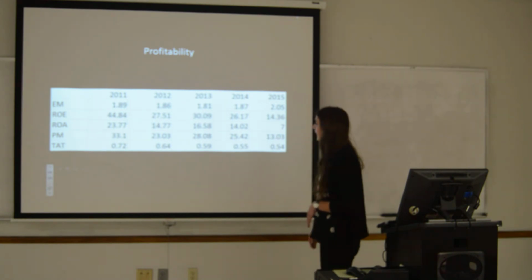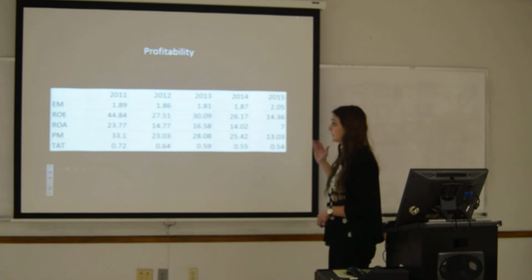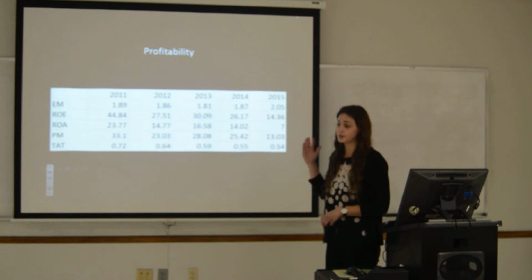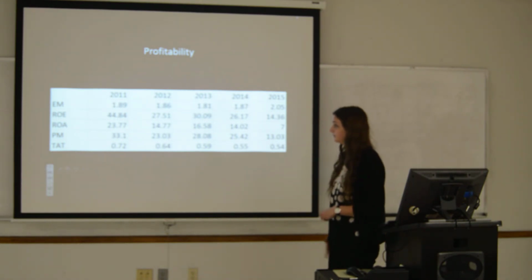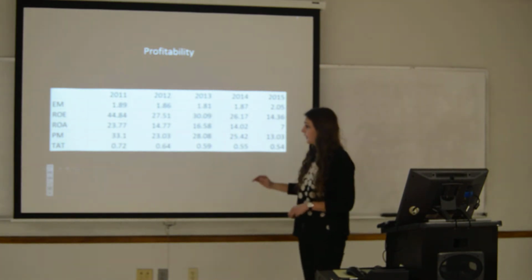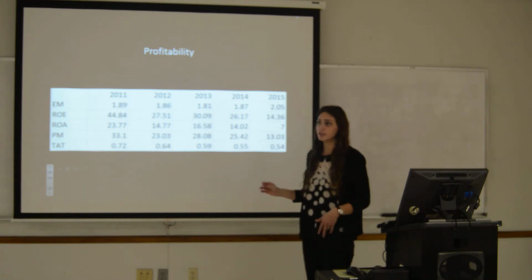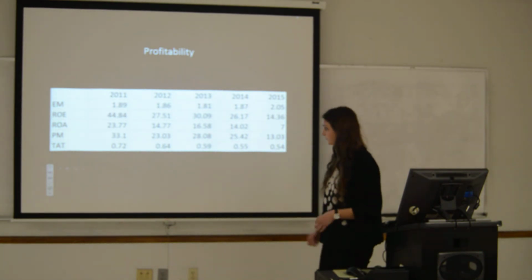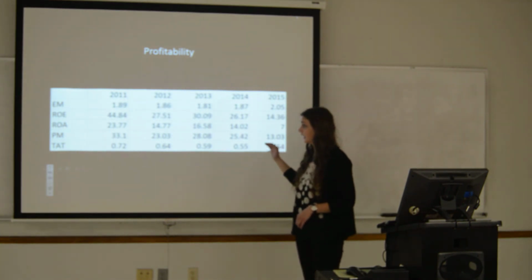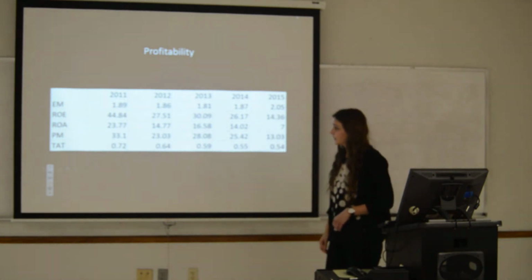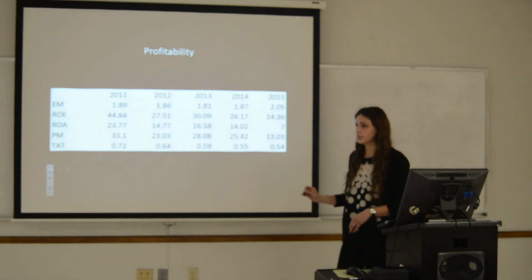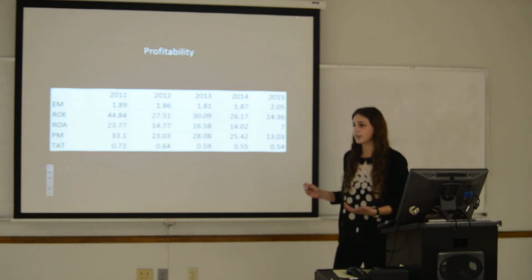That is how much money your shareholders will get. And right now, it's at 14, while in 2011 it was about 45, so we're dropping fast for your ROE. And your ROA, which is how much assets the management is using to produce revenue, is not looking too good either. It's dropped a lot.